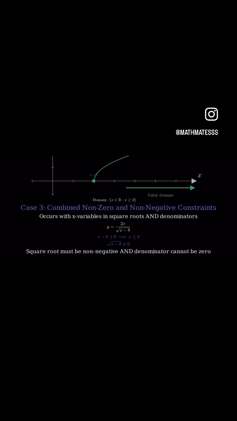Additionally, the function cannot equal 0 in this case because there are variables still present on the denominator. So the denominator must be non-zero, but since it's a square root, it's always positive when x is greater than 8. So our domain is simply x greater than or equal to 8.